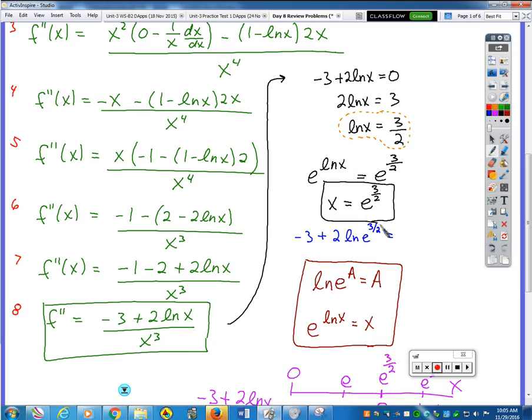3 halves. Braden, what would 2 multiplied by 3 halves be? 3. What's negative 3 plus 3? 0. So that's certainly the right value. That's what I was doing. Does that make sense? Yeah.